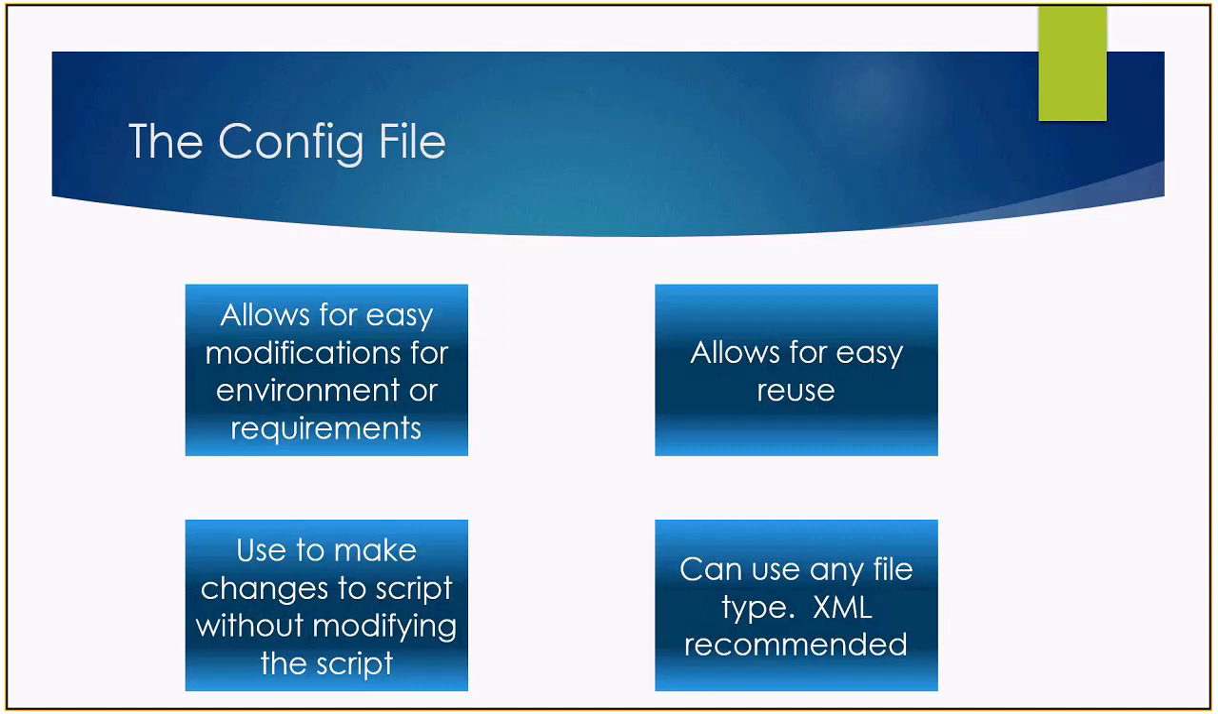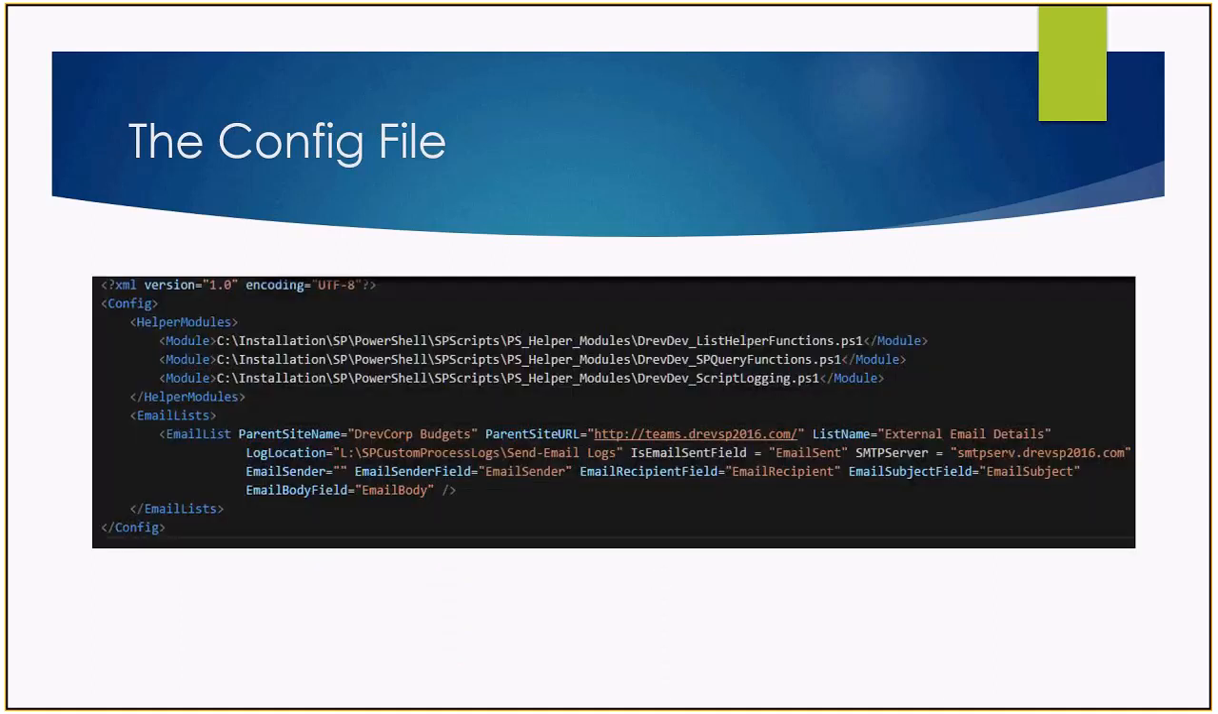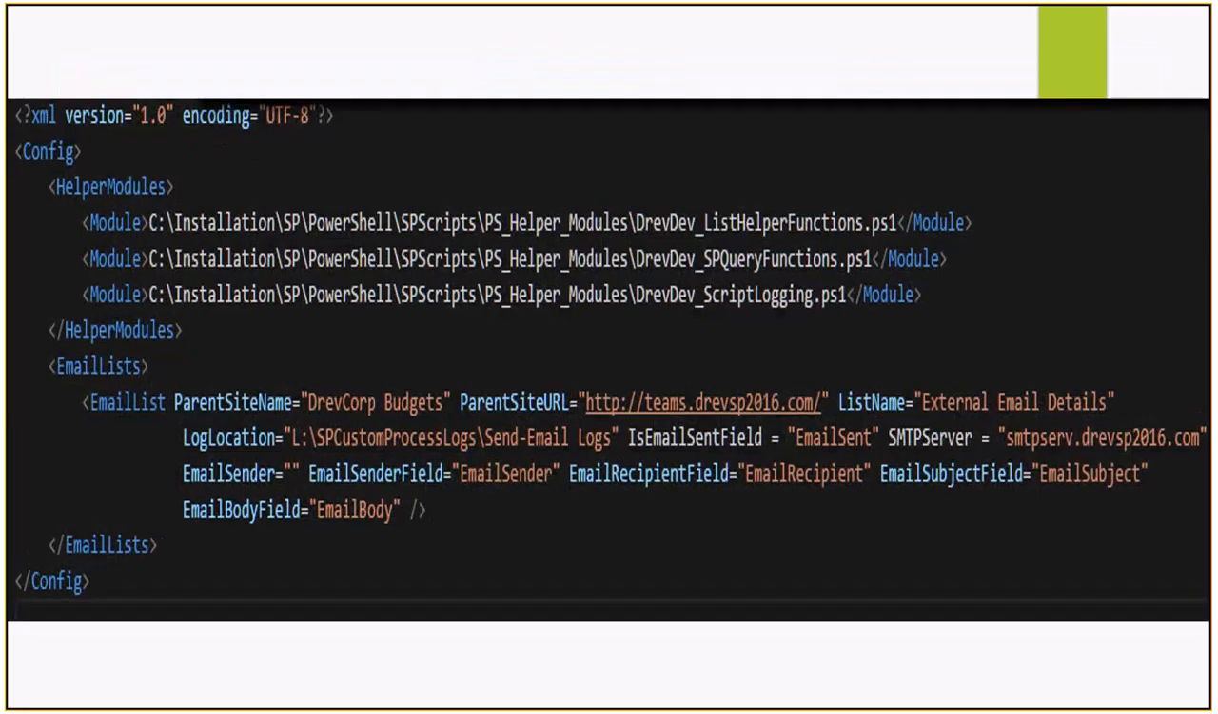So I'm going to show you here real quick an example of a config file. What this was for was a process I built where, for those of you who are still on-prem, you know there's that issue when you're building a workflow that if you want the workflow to email a distribution list or people outside of the site collection or even outside the environment, it can't do that because it only is able to email people who are authenticated inside the site collection. So what I did was I built a workflow that updated another list that allowed me then to use PowerShell to send out the emails.